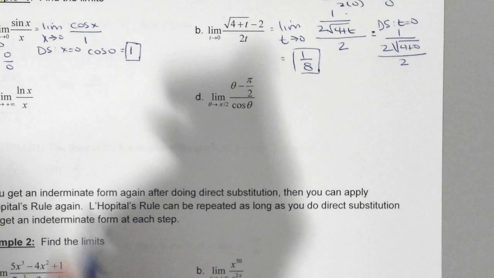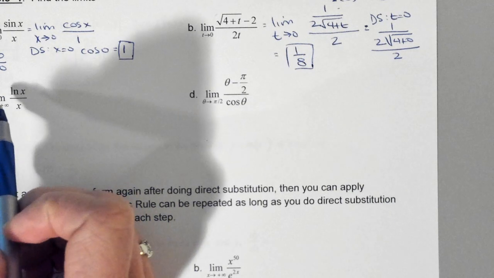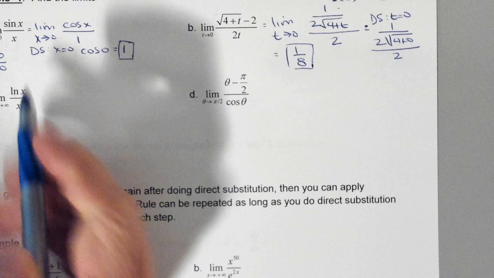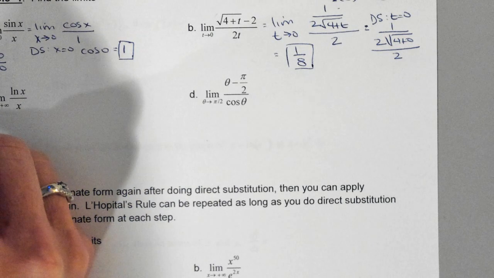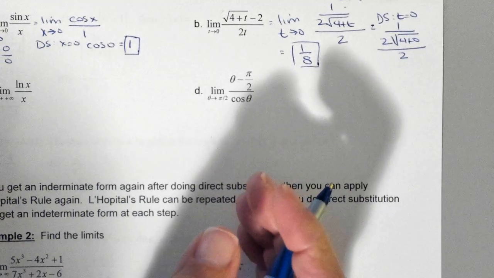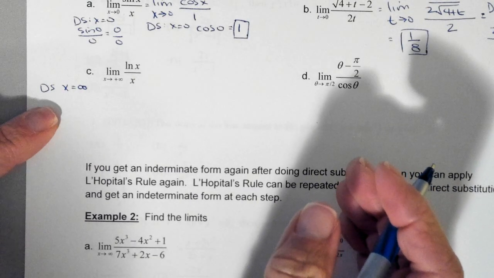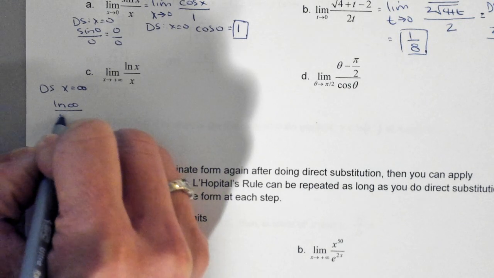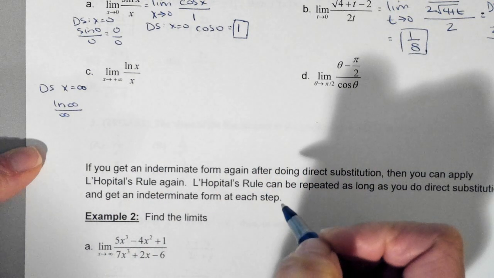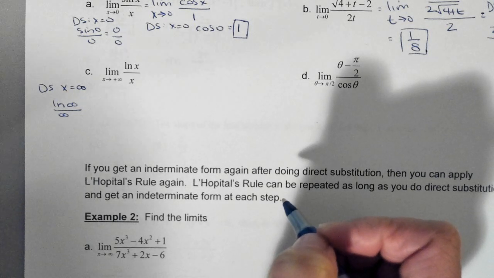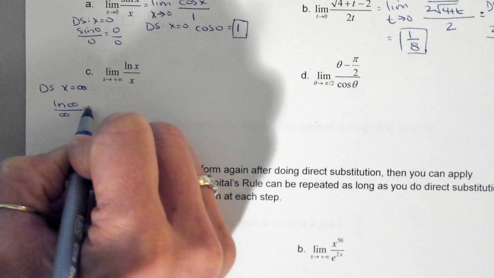Okay, let's take a look here. We want to evaluate the limit as x approaches positive infinity of the natural log of x over x. So if we try direct substitution when x is equal to infinity, really this is just a humongous number, right? We end up with the natural log of infinity over infinity. What's the natural log of infinity, you think? Yeah, it's a huge number. So this is going to be infinity over infinity.